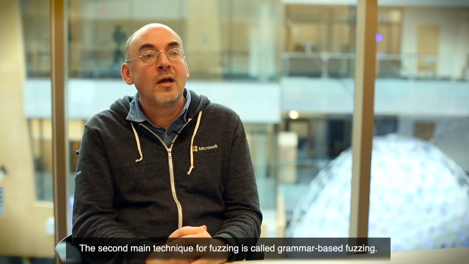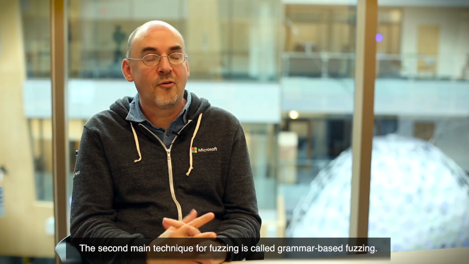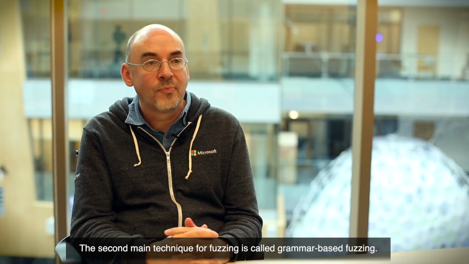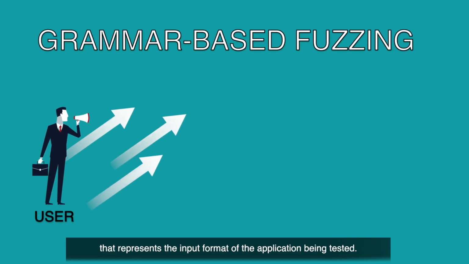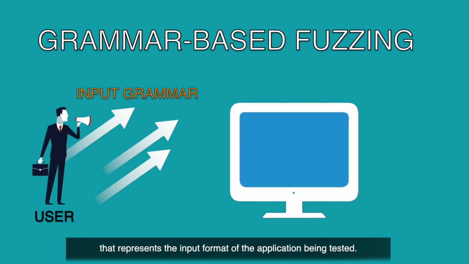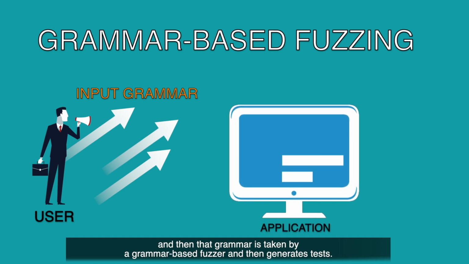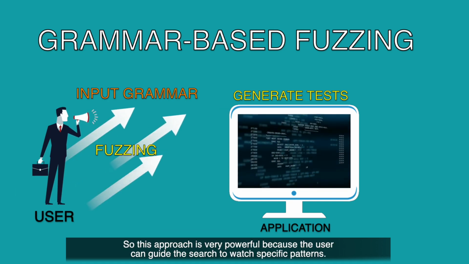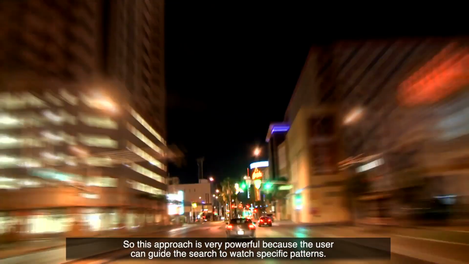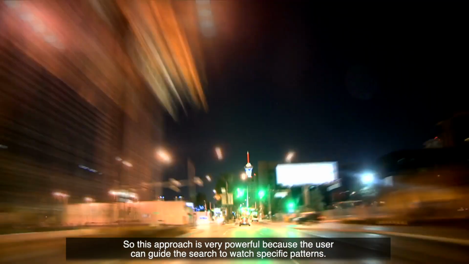The second main technique for fuzzing is so-called grammar-based fuzzing. In grammar-based fuzzing, the user provides a grammar that represents the input format of the application being tested, and then that grammar is taken by a grammar-based fuzzer and then generate tests. So this approach is very powerful because the user can guide the search towards some specific patterns.